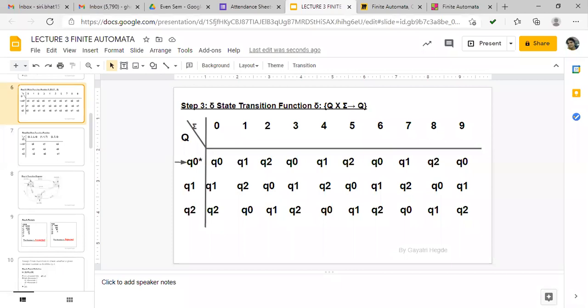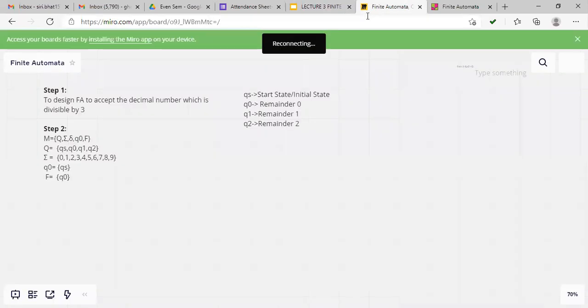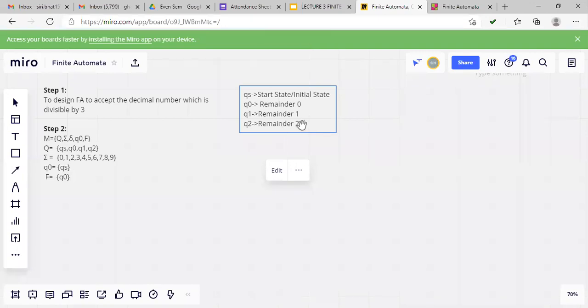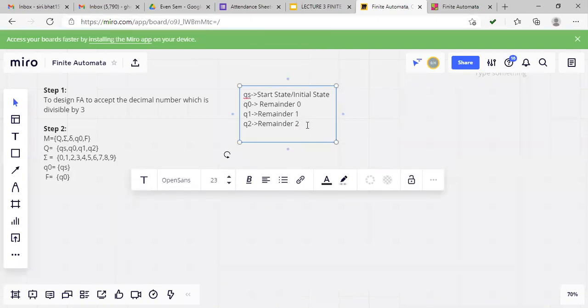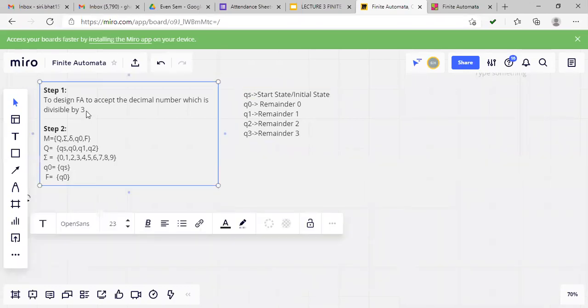Coming to our state table, we'll have the same thing: 0, 1, 2, 3, 4, 5, 6, 7, 8, 9. And here we'll have Q0, Q1, Q2, Q3, remainder.